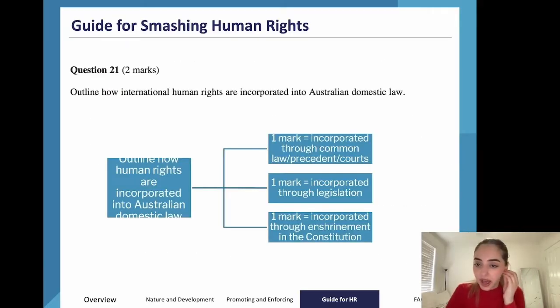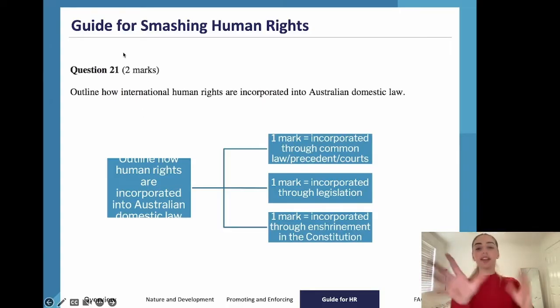Okay, so if we got the question, outline how international human rights are incorporated into Australian domestic law. 1 mark would be incorporated through common law precedents and courts. You would need to be talking about that. 1 mark, it's incorporated through legislation, and then 1 mark is through the Constitution, as we just looked at, okay? Let's say, sorry, I've just realized I put 1, 1, 1, but it's a 2 marker. Let's say 3 ways, okay? Split that mark value 3 ways. And then that's where each of the marks would be for. You would need to cover common law, legislation, and the Constitution, okay?